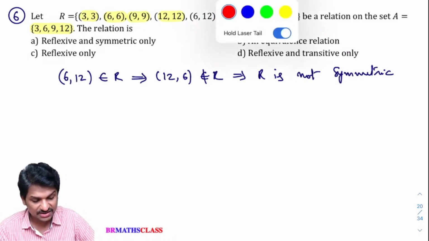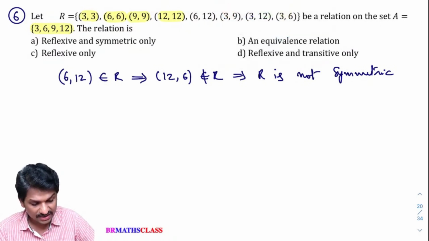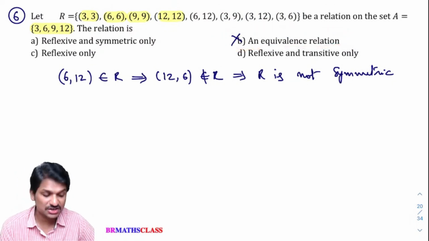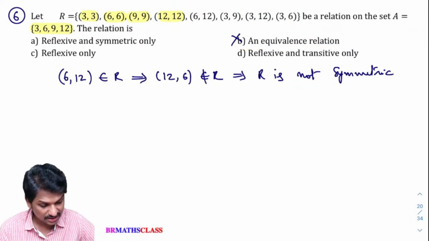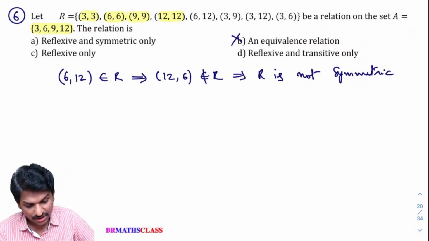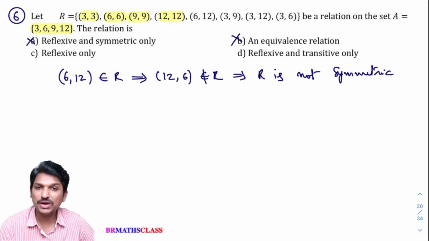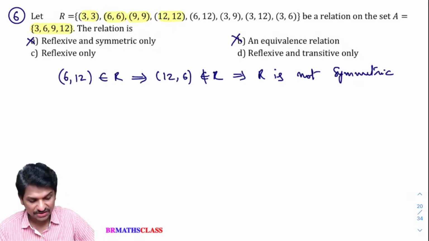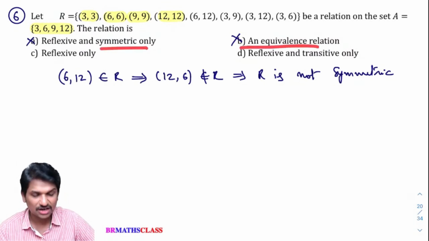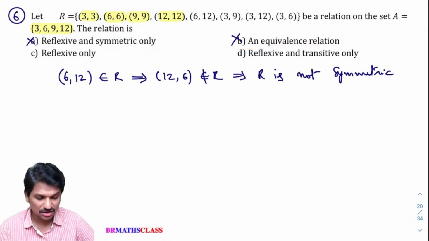So which options can I strike off here? You please look. I can strike off this option. This is not an equivalence relation. It cannot be an equivalence relation because it is not symmetric. And reflexive, transitive, symmetric only. Option A is also a wrong option. If you strike off like this, sometimes it will be very easy to identify the option. Okay. So it is not symmetric. So it cannot be the first option. It cannot be the second option. The answer will be either the third option or the fourth option.